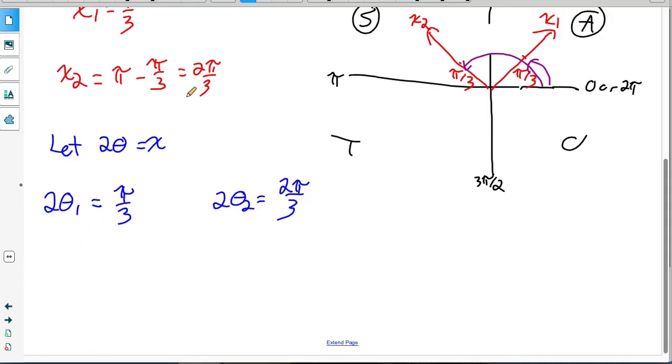What we're doing here is cutting our answers in half, which graphically should make sense because it's a horizontal compression by a half. I get theta 1 equals pi over 3 divided by 2. That cuts it in half to pi over 6. And divide 2 pi over 3 by 2, and I get theta 2 equals 2 pi over 6, which is just pi over 3. So I found my two answers.